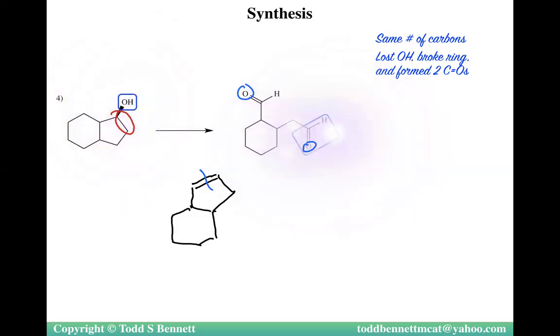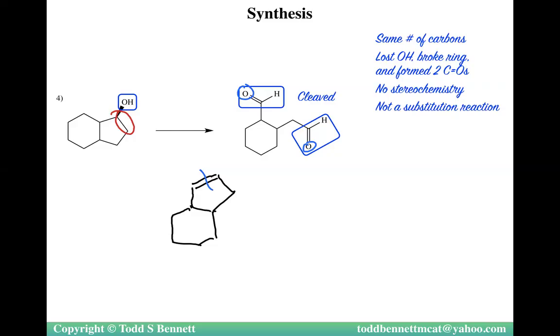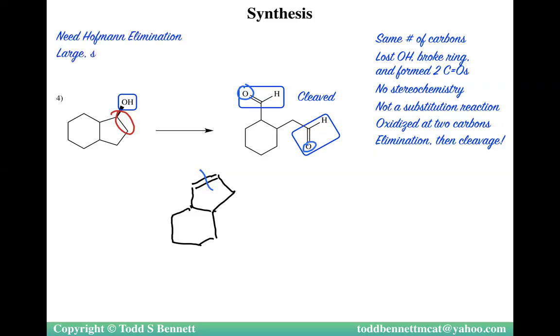Okay, so my logic. Those 2 tell me they were cleaved. That means it had to be, well, no stereochemistry, who cares? But not a substitution reaction, oxidize 2 carbons, definitely, so ozonolysis. Elimination, but instead of addition, elimination, then cleave. Got to cleave it. So we got to cleave this carbon-carbon bond and make 2 carbonyls. The elimination, Hofmann, because it has to go to this opposite side.